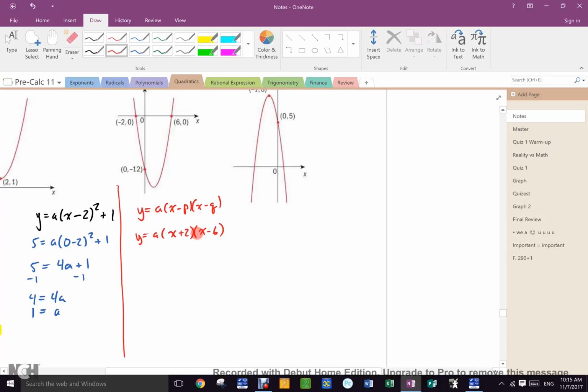I'm stuck with 3 unknowns again, aren't I? No, I'm not. Why am I not stuck with 3 unknowns? Because what's that? That's an intercept, which gives me an x and a y, doesn't it? So can I put them in here? So what would I put in for y? Negative 12. a. What goes in for x? 0. What's 0 plus 2? 0 minus 6.